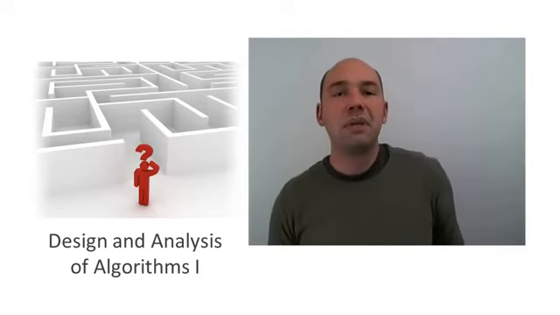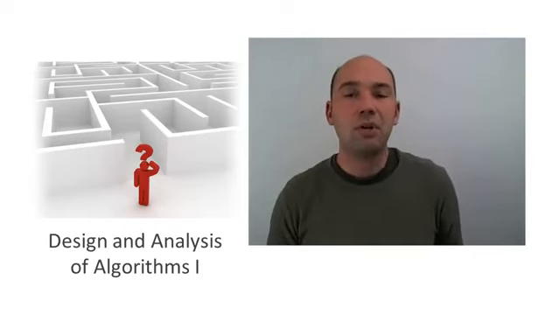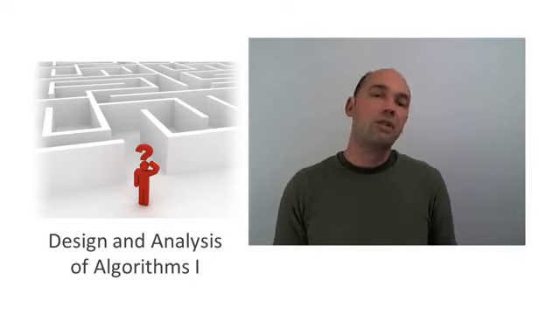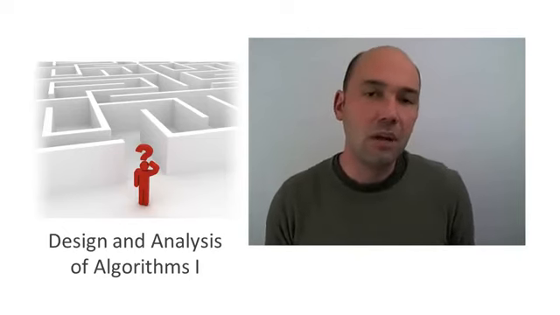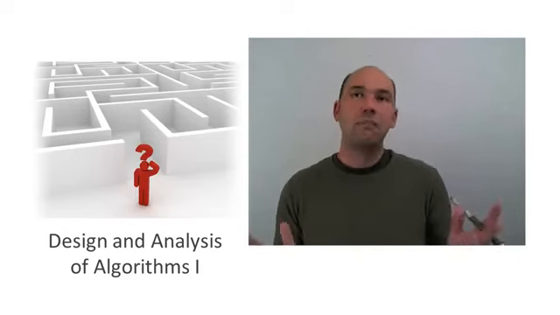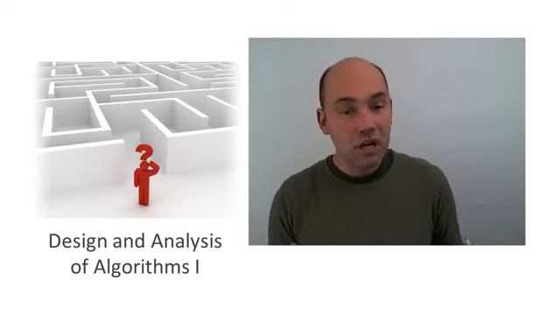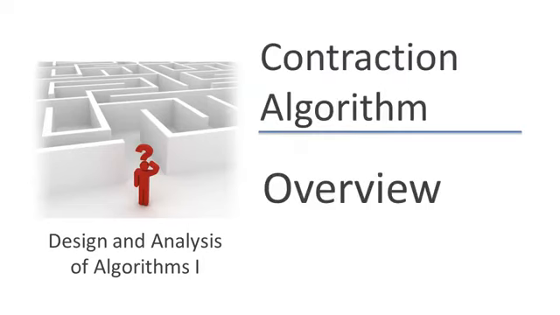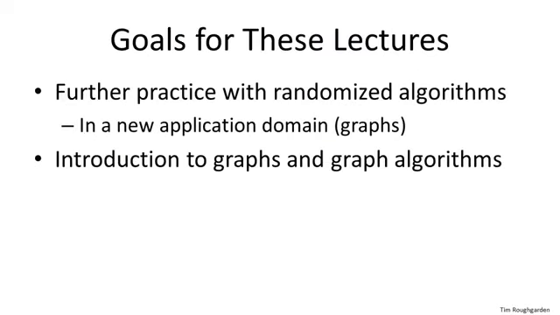So in this set of lectures, we'll be discussing the minimum cut problem in graphs, and we'll be discussing the randomized contraction algorithm. A randomized algorithm which is so simple and elegant, it's almost impossible to believe that it could possibly work, but that's exactly what we'll be proving. So one way you can think about this set of lectures is as a segue of sorts between our discussion of randomization and our discussion of graphs.